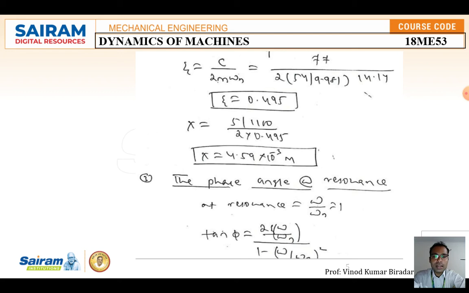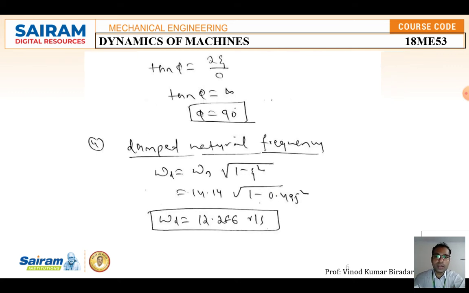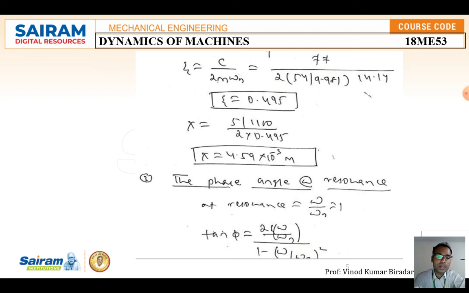So again the formula: phase angle. We already derived this equation: tan phi is equal to 2 zeta omega by omega n, whole divided by 1 minus omega by omega n, whole square. This is the formula. The bottom term is going to be considered 0, so tan phi is equal to 2 zeta by 0, so tan phi is infinity. Tan infinity is equal to 90 degrees. Here we are going to consider 0, because at that particular system we are not going to use any working system; the system will not work. So we assume it as 0.